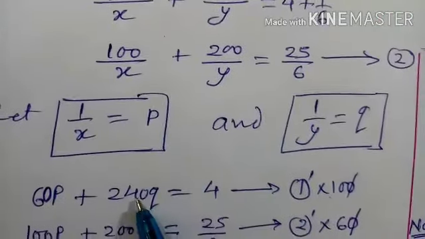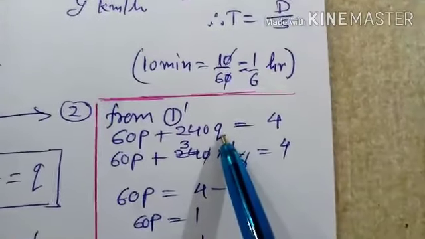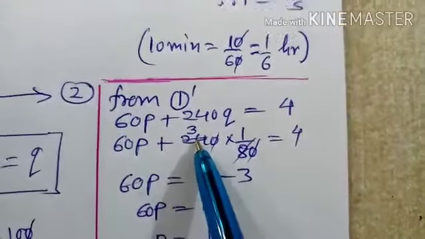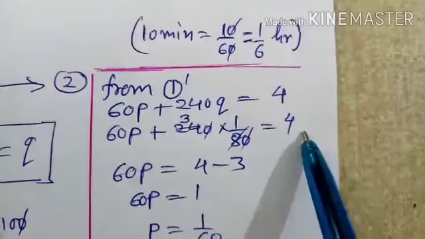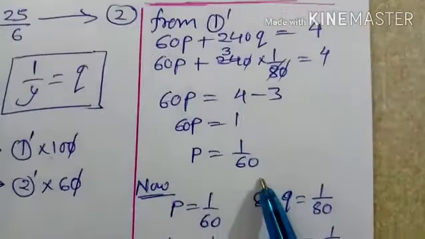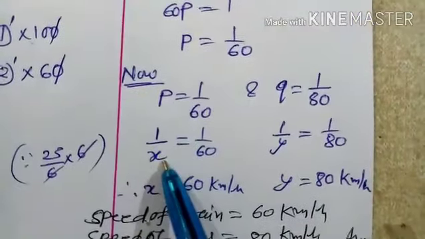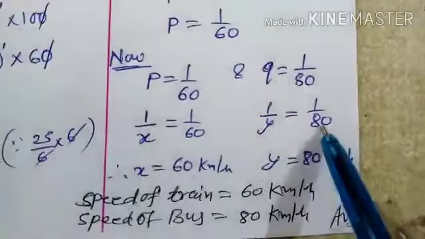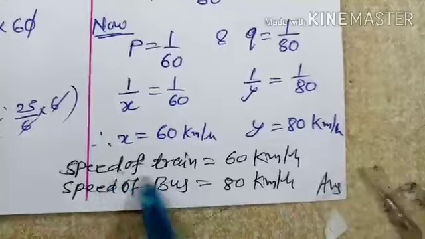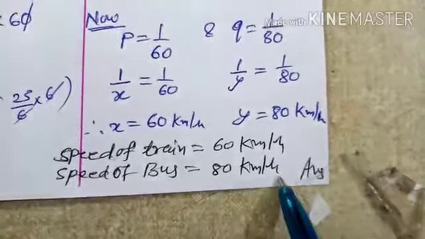Put this value in equation number 1 dash. 60p plus 240q is equal to 4. In place of q, write 1 by 80. Then 240 by 80 is 3. Transfer 3 to the right side, so it will be 4 minus 3, that is 1. So p is equal to 1 by 60. Since p is 1 by 60 and q is 1 by 80, but p is 1 upon x and q is 1 upon y, taking reciprocal, x is equal to 60 and y is equal to 80. X is the speed of the train, so the speed of the train is 60, and y is the speed of the bus, so the speed of the bus is 80 km per hour.